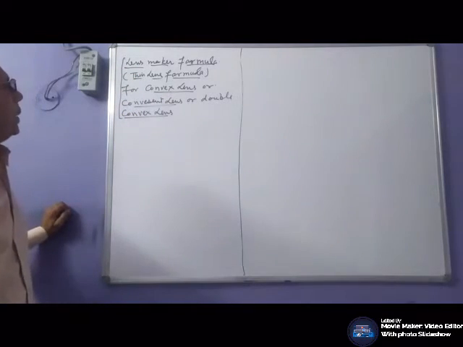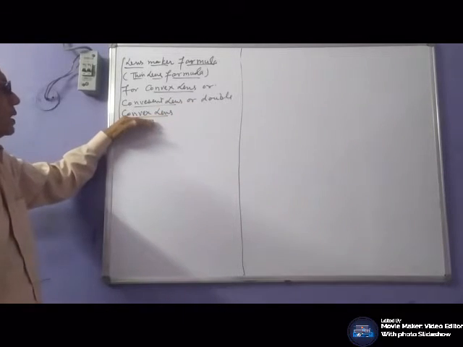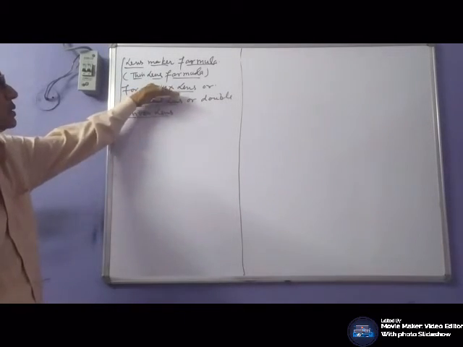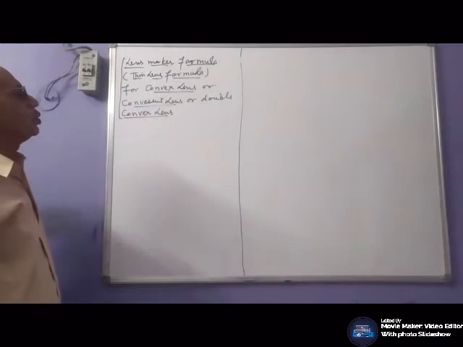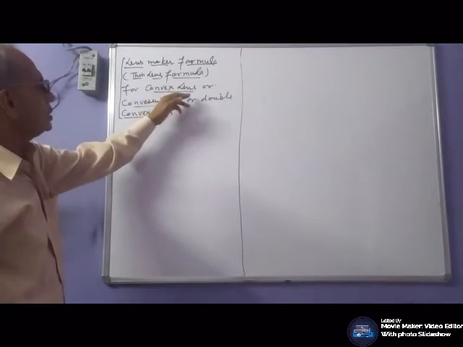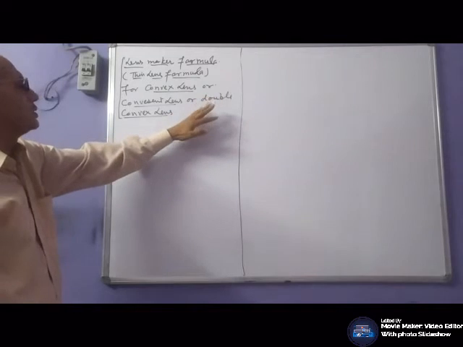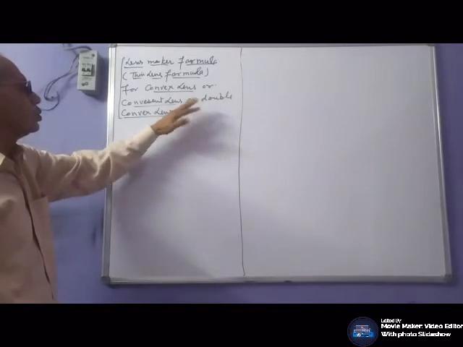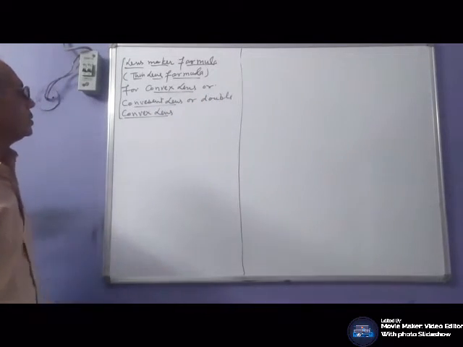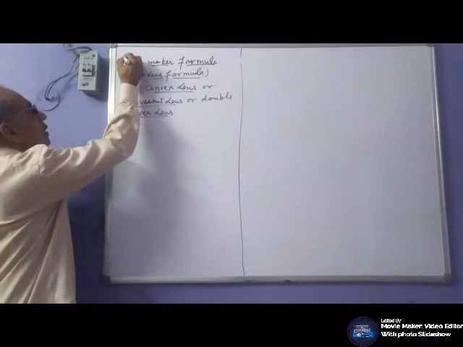Lens maker formula, thin lens formula for a convex lens, or convergent lens, or double convex lens. Why is a convex lens called a double convex lens? Because it has two convex surfaces. Simply it is a convex lens. Double convex does not mean two lenses are there; it means two convex surfaces are there. So this is the thin lens formula or lens maker formula.